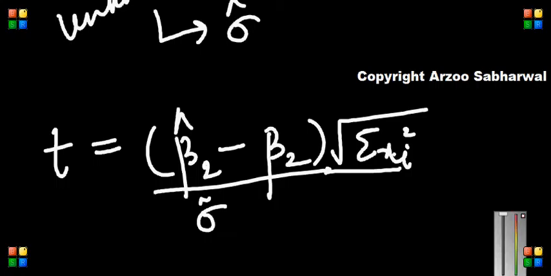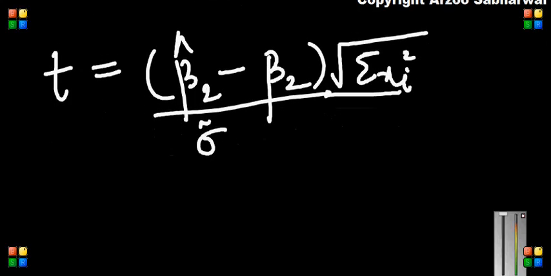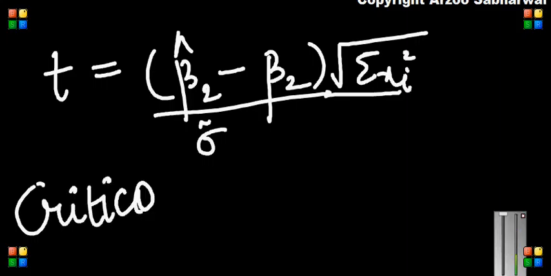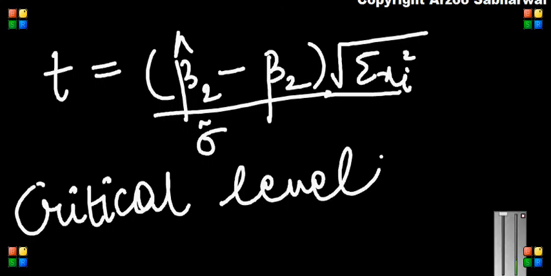So if I have to use the confidence interval method, all that I'm going to do is rearrange these stuffs. But for that I must know something which is known as the critical level. So I must know the value of alpha.